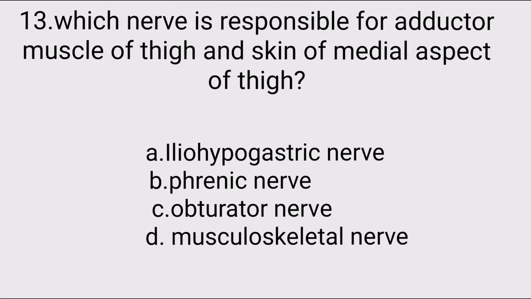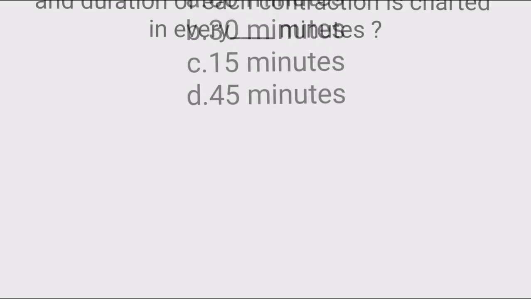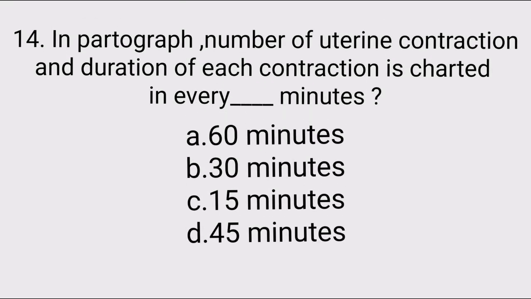Which nerve is responsible for adductor muscle of thigh and skin of medial aspect of thigh? The right answer is option C, obturator nerve. In partograph, number of uterine contraction and duration of each contraction is charted in every 30 minutes. The right answer is option B.